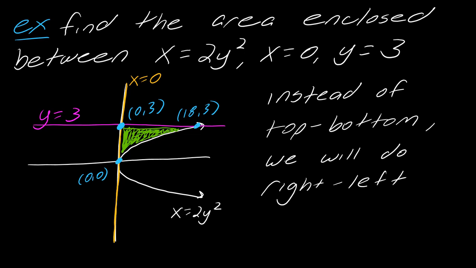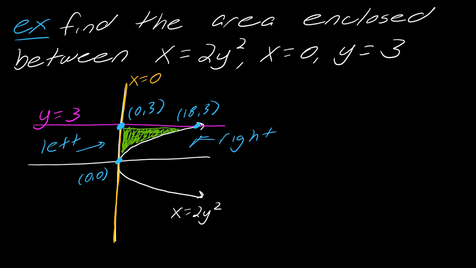Okay. So instead of doing top minus bottom, so that was how we thought of things for x. For x's, it was the top function minus the bottom function. So it was the more positive function minus the least positive function, I guess. So we just flip that now in the other direction for y. Instead of top minus bottom, we're going to do right minus left. Okay. And looking at this, this function here is the one that's most on the right. This function here, just x equals 0, that's the one that's most on the left. So I can set all of this up. So I've got the right function, 2y squared, and then minus 0.